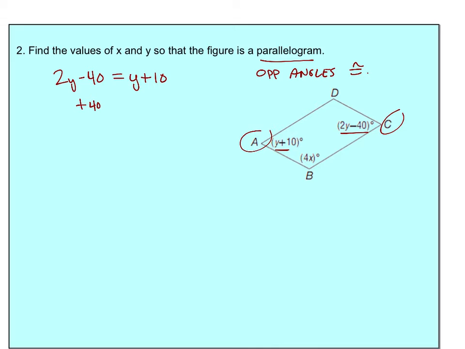So if I add 40, subtract y, 0, 0, this becomes 50. I do add those. So y will equal 50.